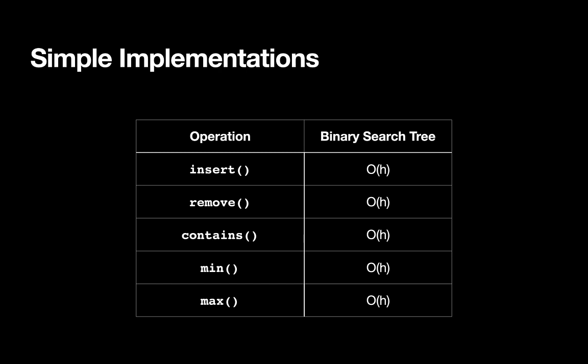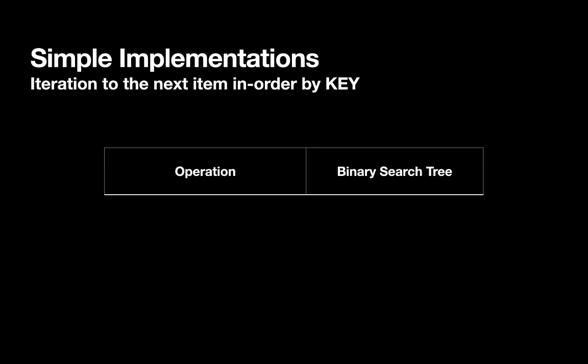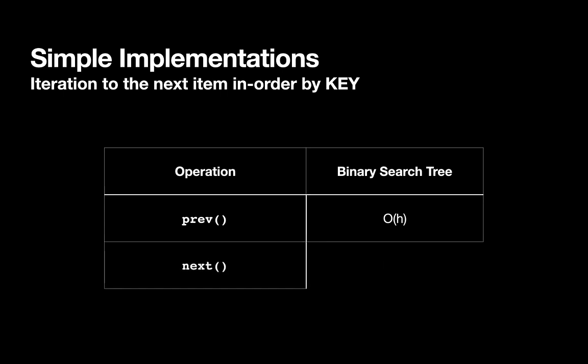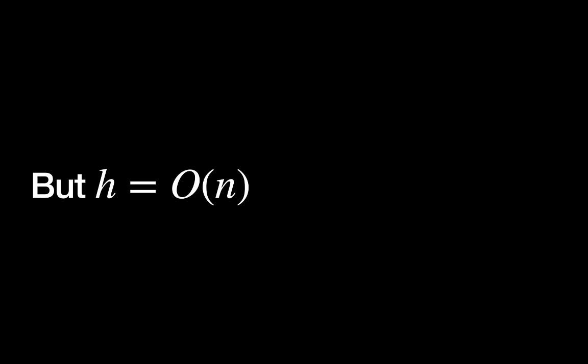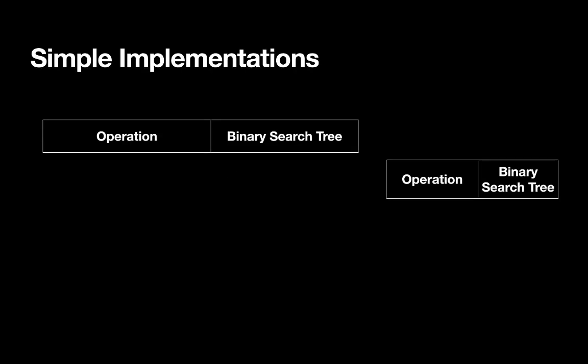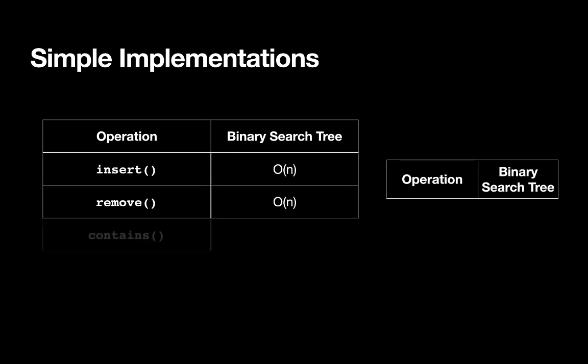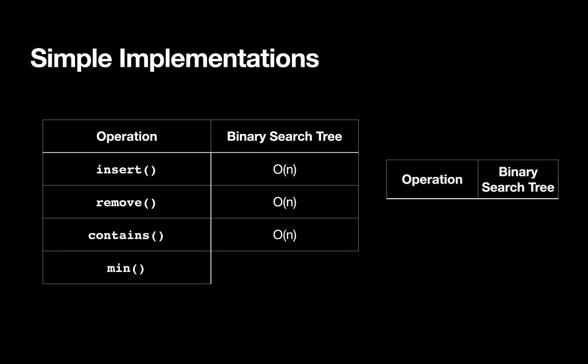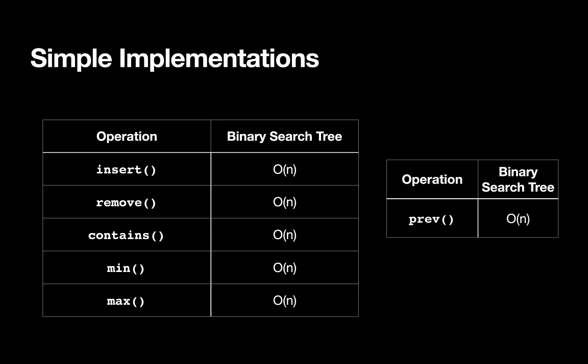In fact, it's not true of just these operations. Even our operations to find the predecessor of a node and the successor of a node depend on the height of the tree. And as we've already shown, the height is order n. So just to put it all together here, since the height could be order n, every single one of our operations could be order n in the worst case, in these degenerate trees.